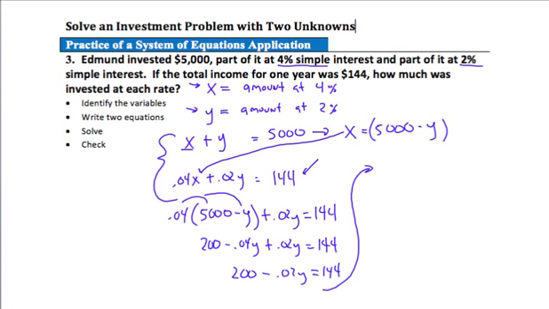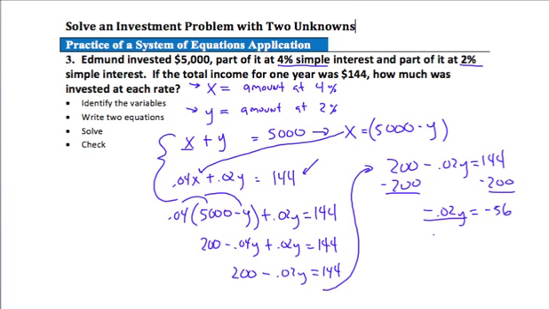Let's come up over here to finish. What I want to do next is subtract this 200 from each side. Let's rewrite this first. So I would subtract 200 from both sides, and then I have negative 0.02y equals negative 56. Now we divide both sides by negative 0.02, and we get 2,800 for y.